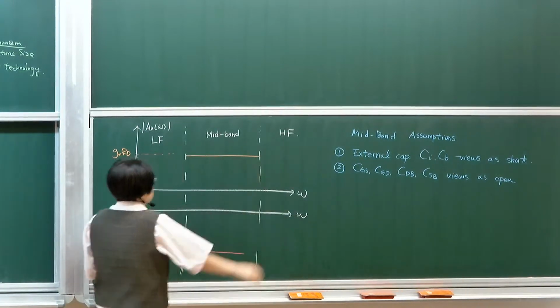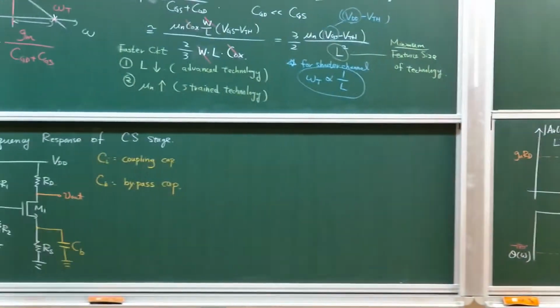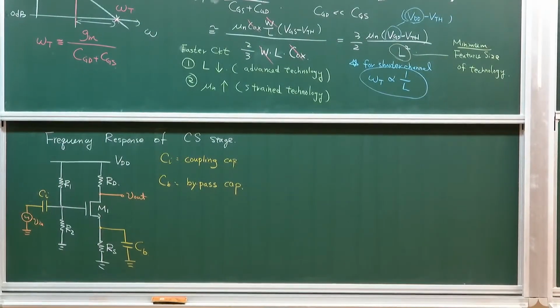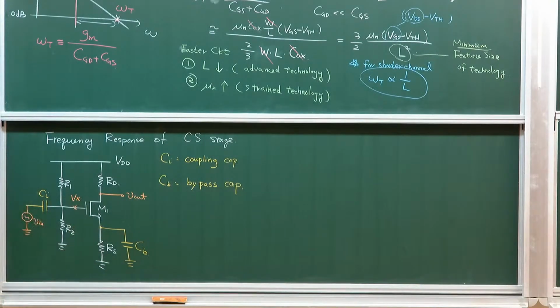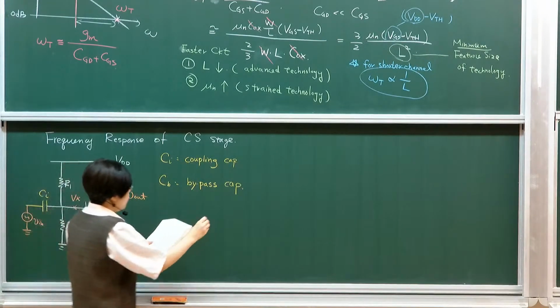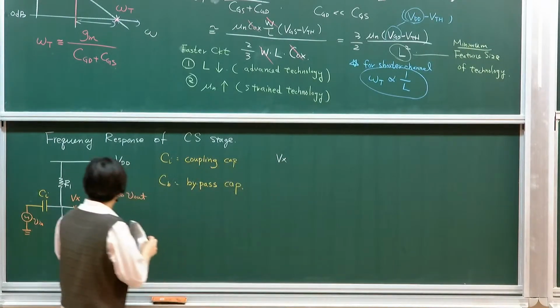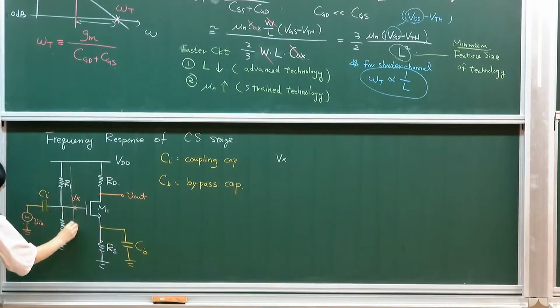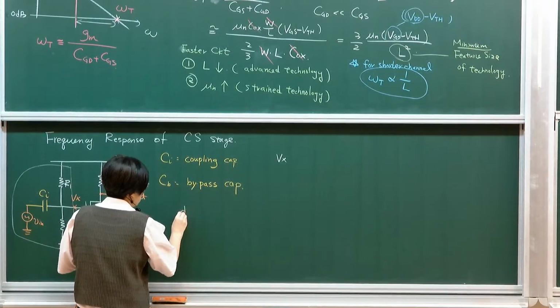There are 1, 2, 3 zones. So let's look at low frequency when we consider these capacitances. The way to do this is, of course, we introduce an intermediate state. This is Vx. This can be lumped into a Thevenin equivalent circuit. If you do that, your Thevenin equivalent circuit will be something like this.